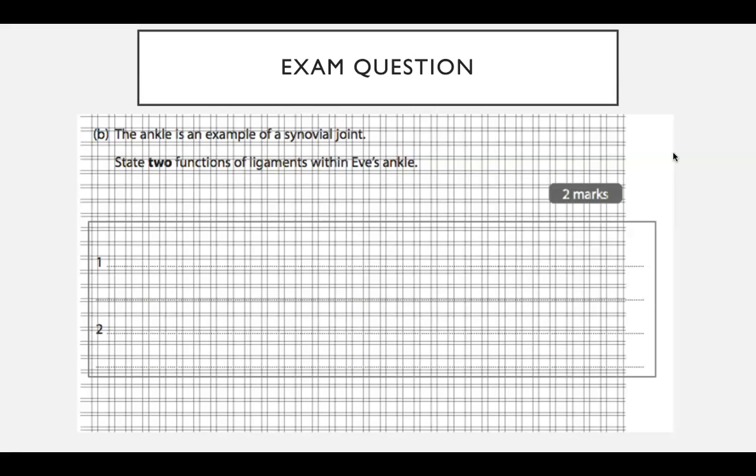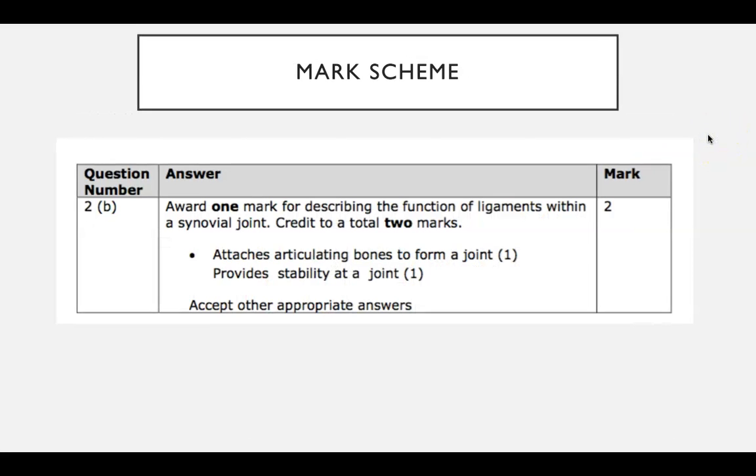Okay, you should actually know 3. We go through 3 regularly. The last exam paper was worth 3 marks. Wanted 3 pieces of information. What you could have had: attaches articulating bones, so connects bone to bones, provides stability. Finally, the other appropriate answer you could have had is prevents any unwanted movements, for example, hyperextension.